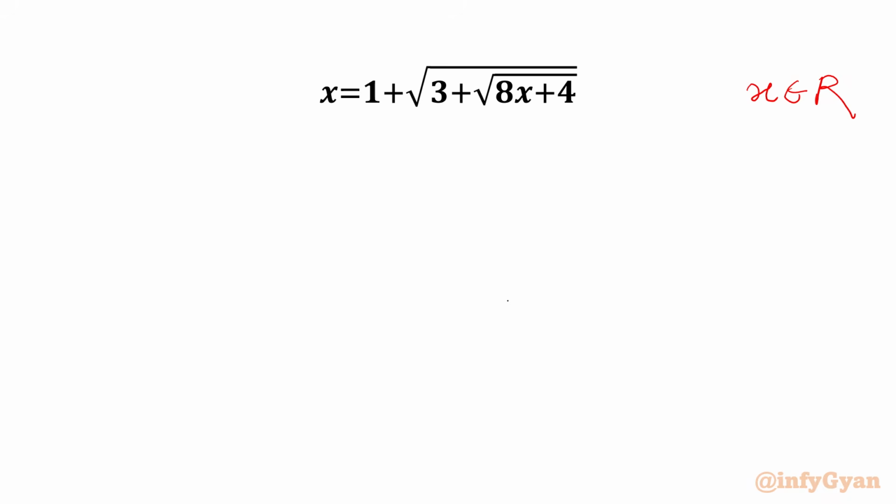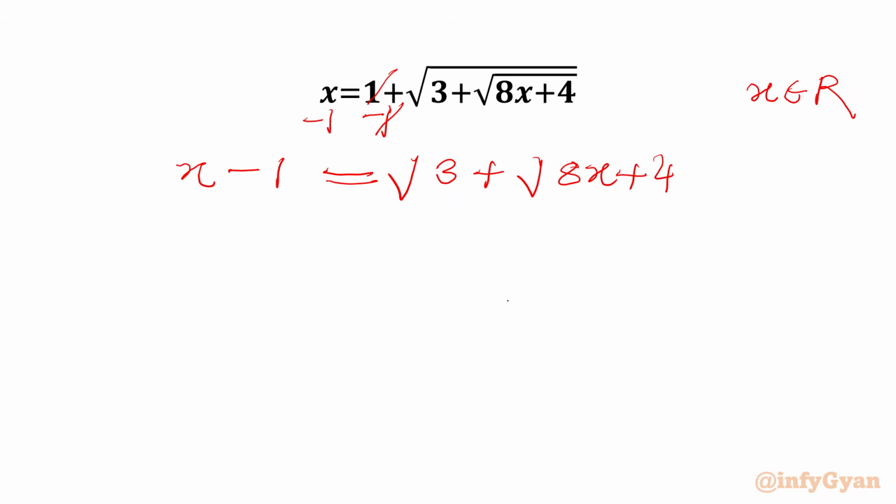Today we have one very interesting and challenging radical equation: x equals 1 plus square root of 3 plus square root of 8x plus 4, which we have to solve for real values of x. So let's get started. We will begin by subtracting 1 from both sides. So plus 1 and minus 1 will get over from the RHS. We get x minus 1 equal to square root of 3 plus square root of 8x plus 4.